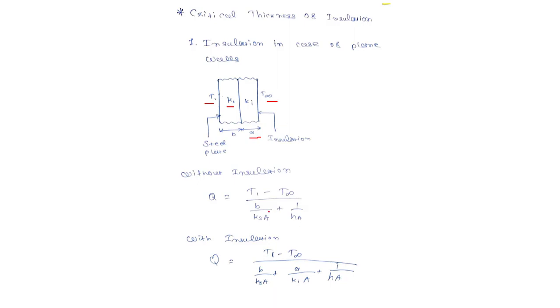If we are not using insulation, then our equation of heat transfer becomes T1 minus T infinity over resistance. This is for the conduction and this is for the convection. The conduction term is thickness upon K, so B upon Ks A, plus for convection the term is 1 upon hA. If we are using insulation, then one more term is added, which is A upon K1 A. This is for the critical thickness in a plain wall.